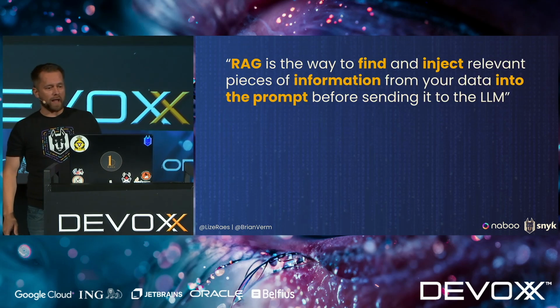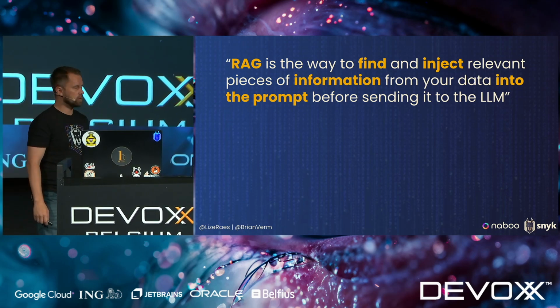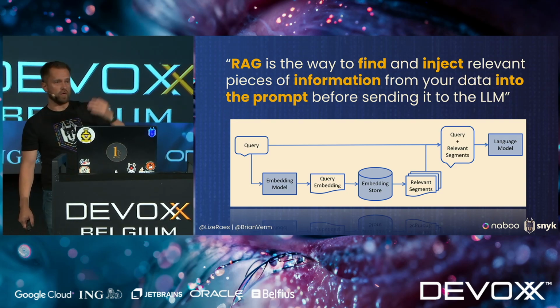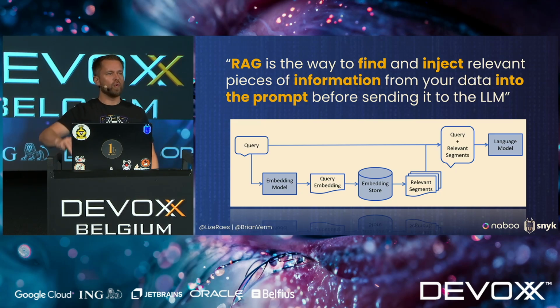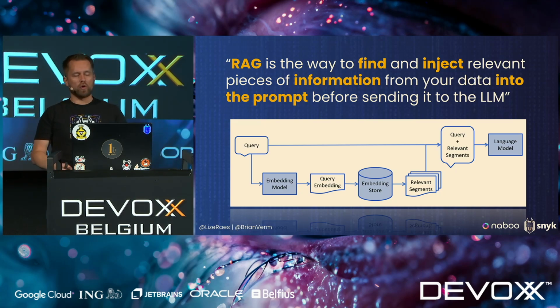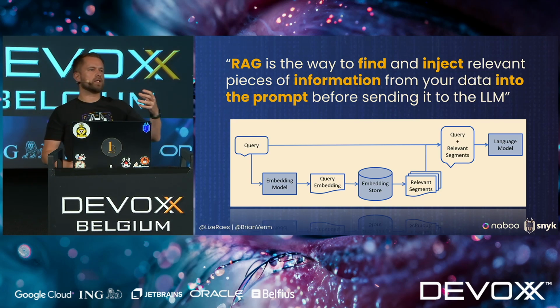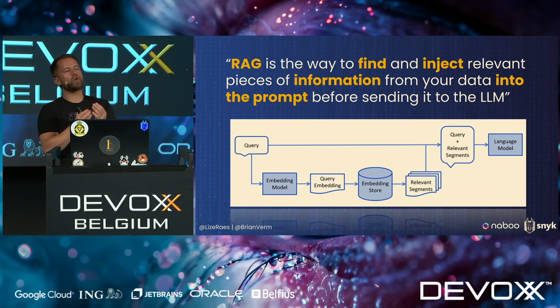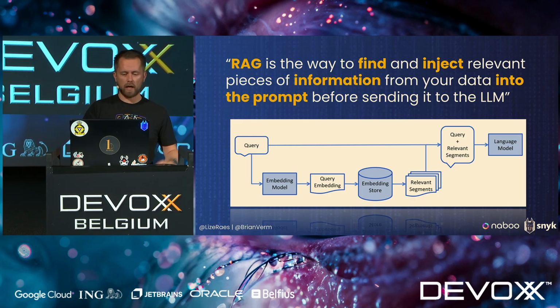So RAG is a way to find and inject relevant pieces of information into that prompt before sending it to the LLM. Meaning you're querying the large language model, but as a separate loop, you're going to your RAG, which is normally chunked into pieces, gets into an embedded store, basically a vector database, and then the relevant pieces that come with that query or are applicable to that query are sent together with that query to your large language model to get an answer back.